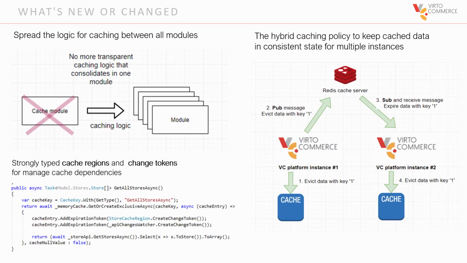In version 3, we completely redesigned the logic of the cache usage. The caching module has been removed, and we redistributed the logic for caching to each module. Moreover, we have removed the third-party cache manager library for a memory cache, which has instead been introduced into ASP.NET Core. We also retained the possibility to synchronize local caches for different platform instances via Redis service.